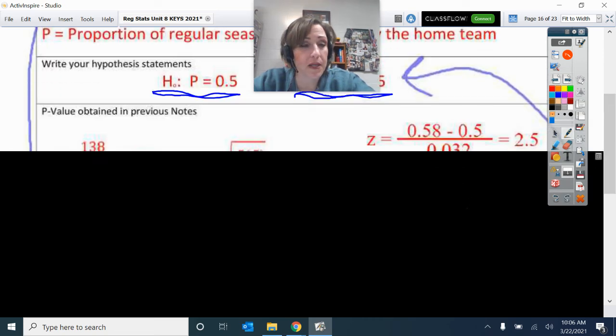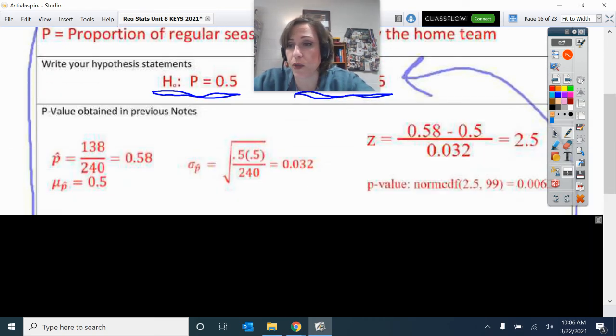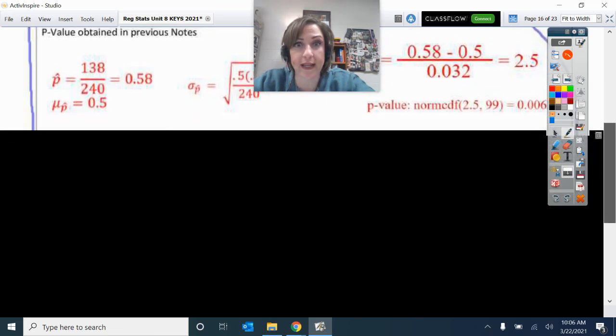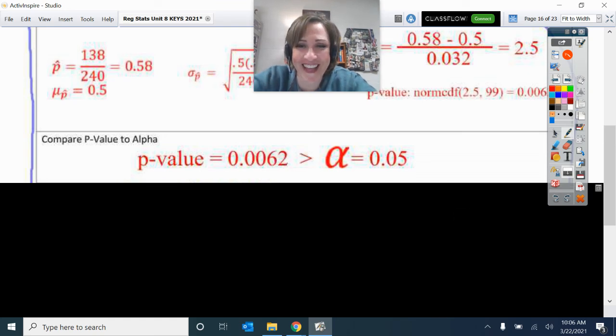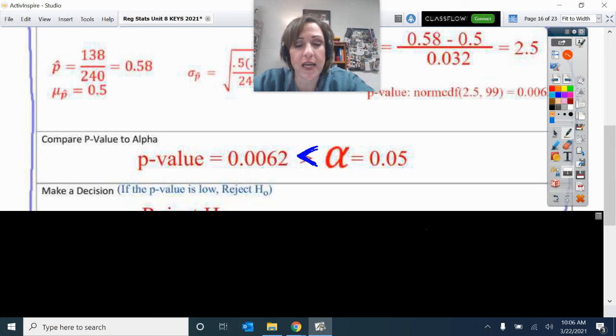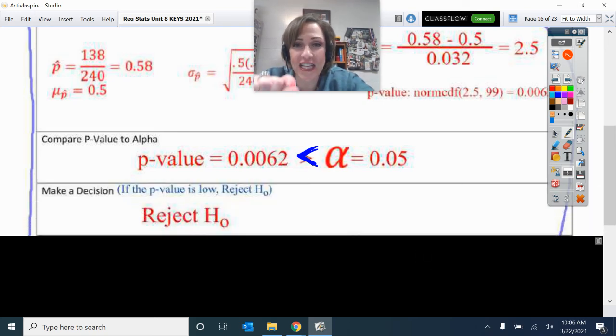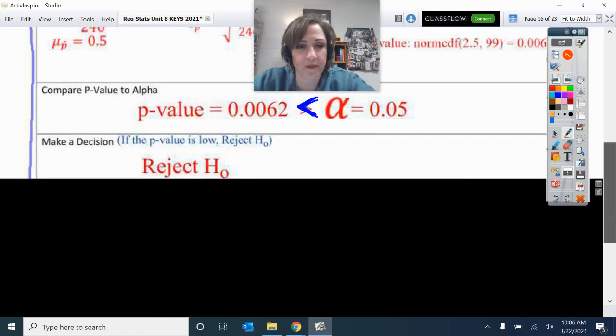Okay, so here's our p-value: 0.0062. That is low. How low can you go? I got mad at you guys for not doing the right inequalities, and now here are two of them that I did not do correctly. What is wrong with me? I do not know. So that p-value is less than alpha of 0.05. That p-value is low, so if that p-value is low, reject H0 is your decision.